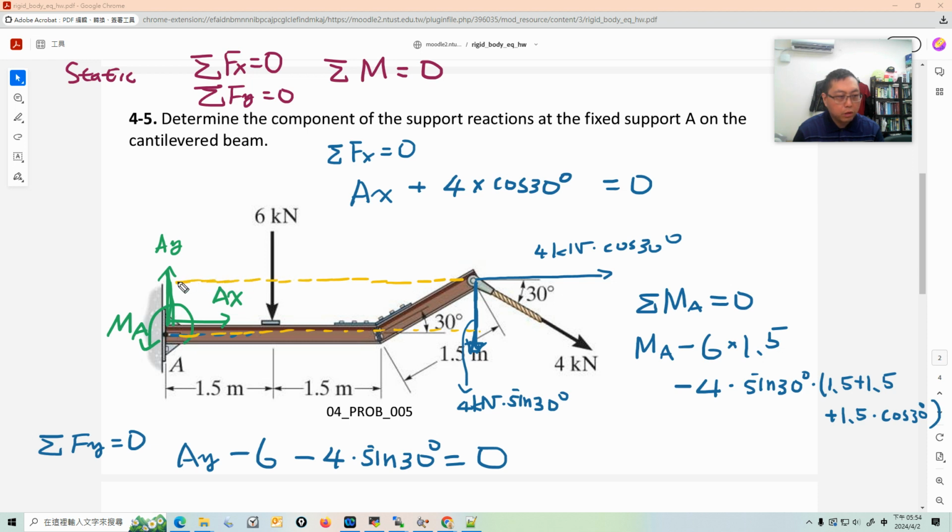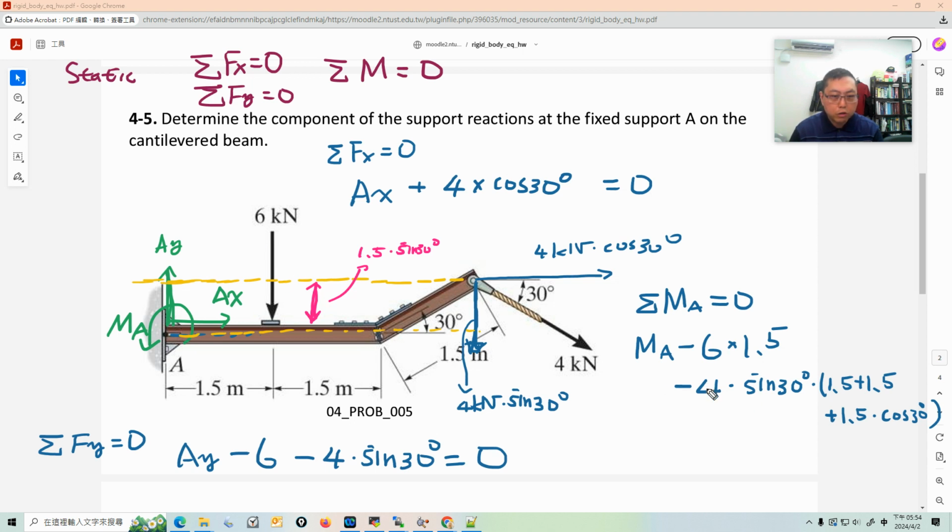If you draw this extension of this force, you will see there's a lever arm of this force. The lever arm is here, and the distance is 1.5 times sine 30 degrees. So this horizontal force will also create a moment. Be careful: if this horizontal force is acting at this line, there won't be any moment. But it's acting here, so there's a lever arm here. So we still have to write this out.